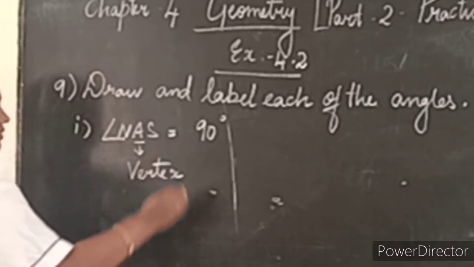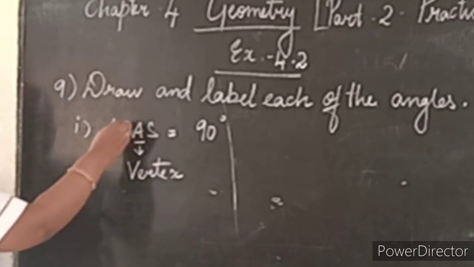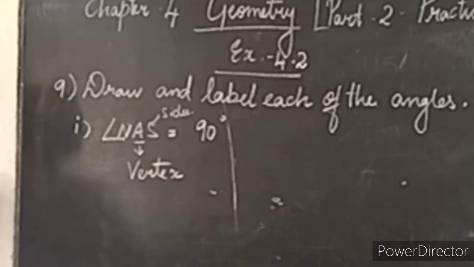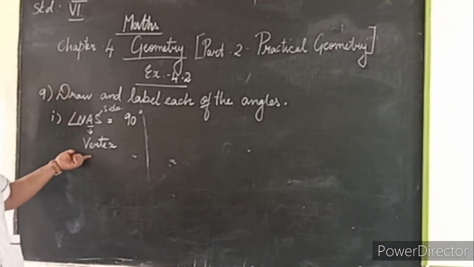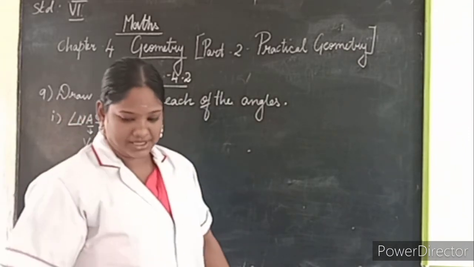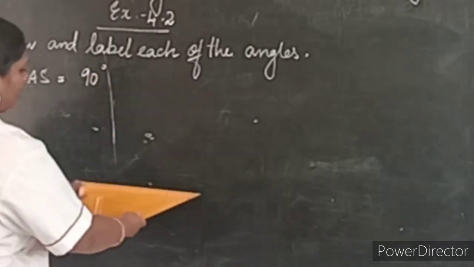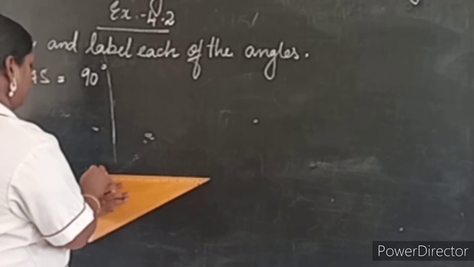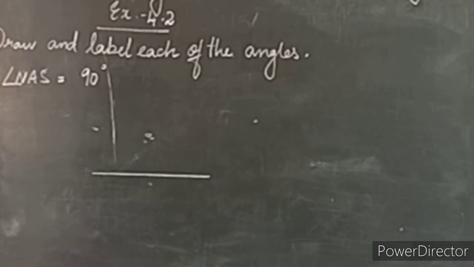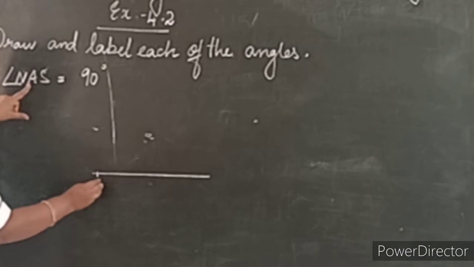Do you remember when we did part 1 video, we saw this. This one will be the vertex and these two will be the sides. Yes, you will remember this. Now whenever we are starting the angle, we have to draw a line at the first. So using a ruler, I'm drawing the line. That clear? So the same rule. Keep one finger here and mark this one as, what is the vertex? A.